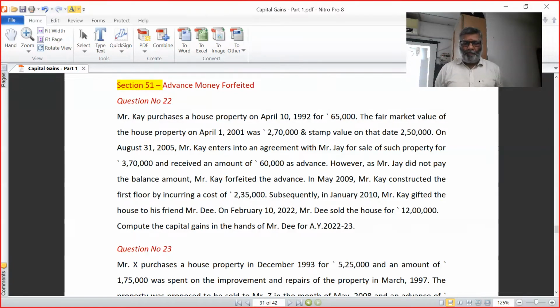Question number 22. Mr. K purchases a house property in 92 for 65,000, fair market value 270, whereas the stamp value is only 250. In August 2005, K entered into an agreement with J for sale of such property for 3,70,000 and received 60,000 as advance. However, as Mr. J did not pay the balance, Mr. K forfeited the advance. In 2009 May, Mr. K constructed the first floor at a cost of 235. Subsequently, in 2010, K gifted the house to his friend D. On 10th Feb 22, D sold this house for 12 lakhs. Compute the capital gains in the hands of Mr. D.